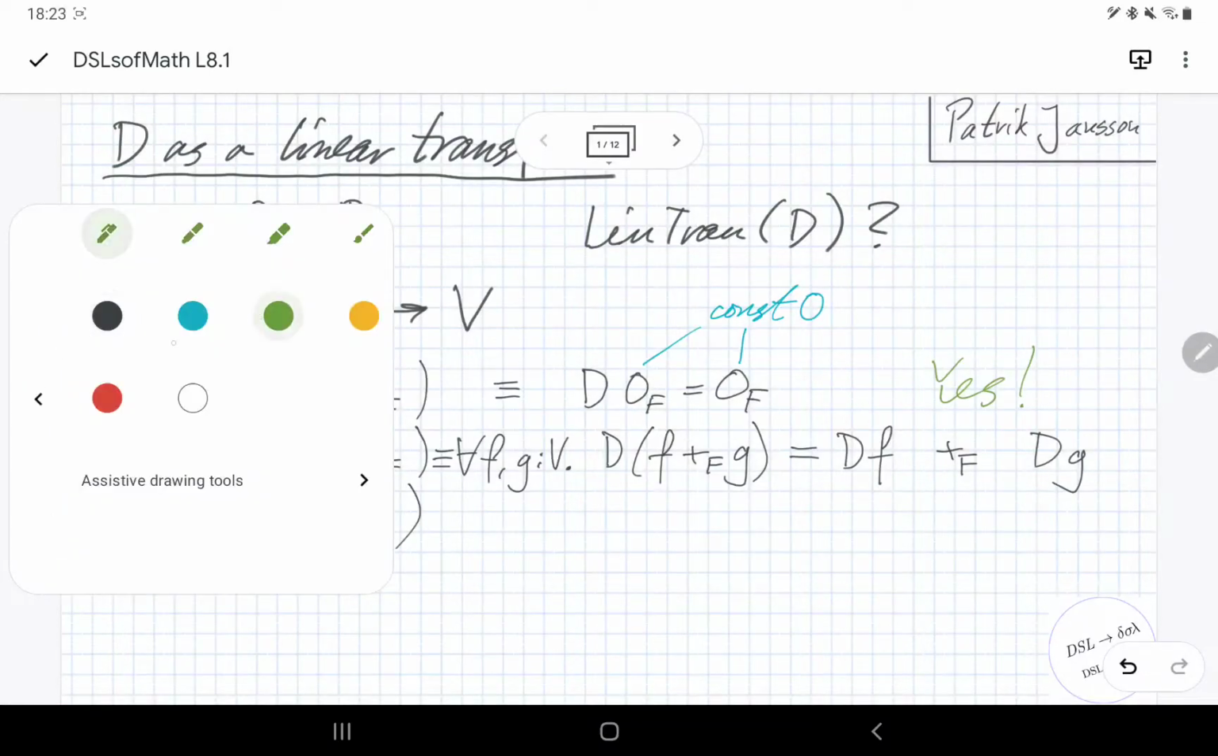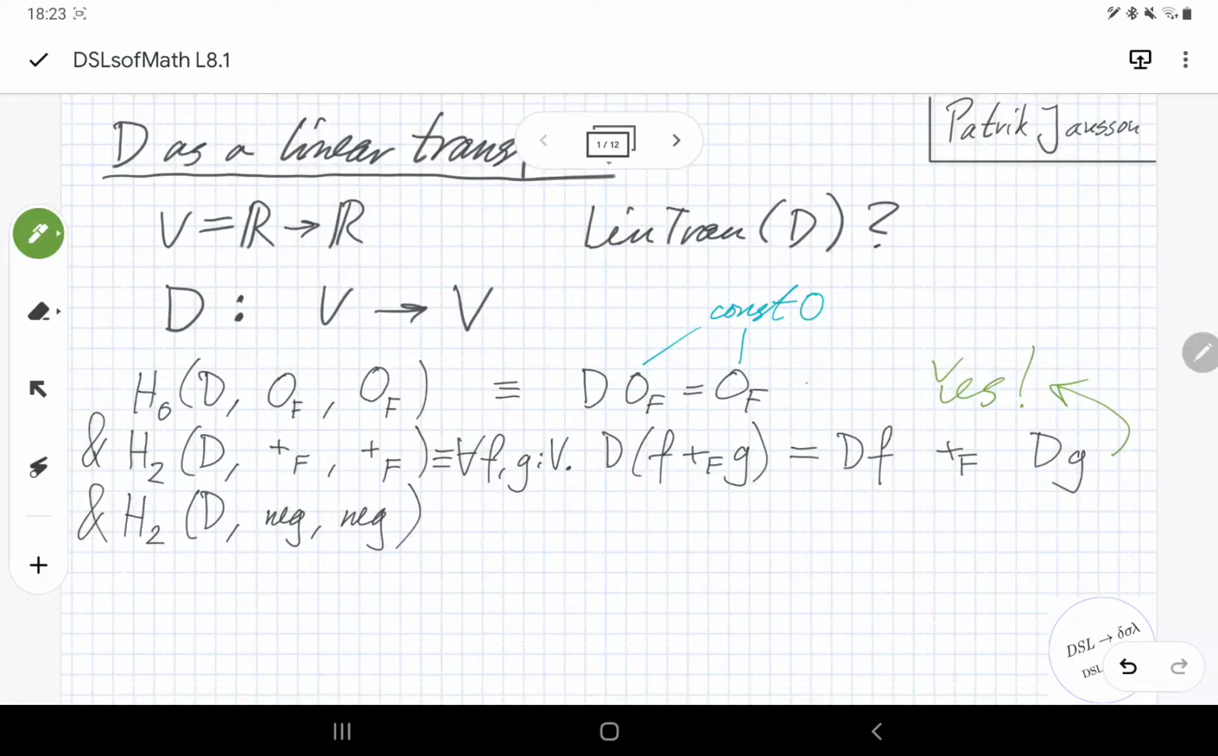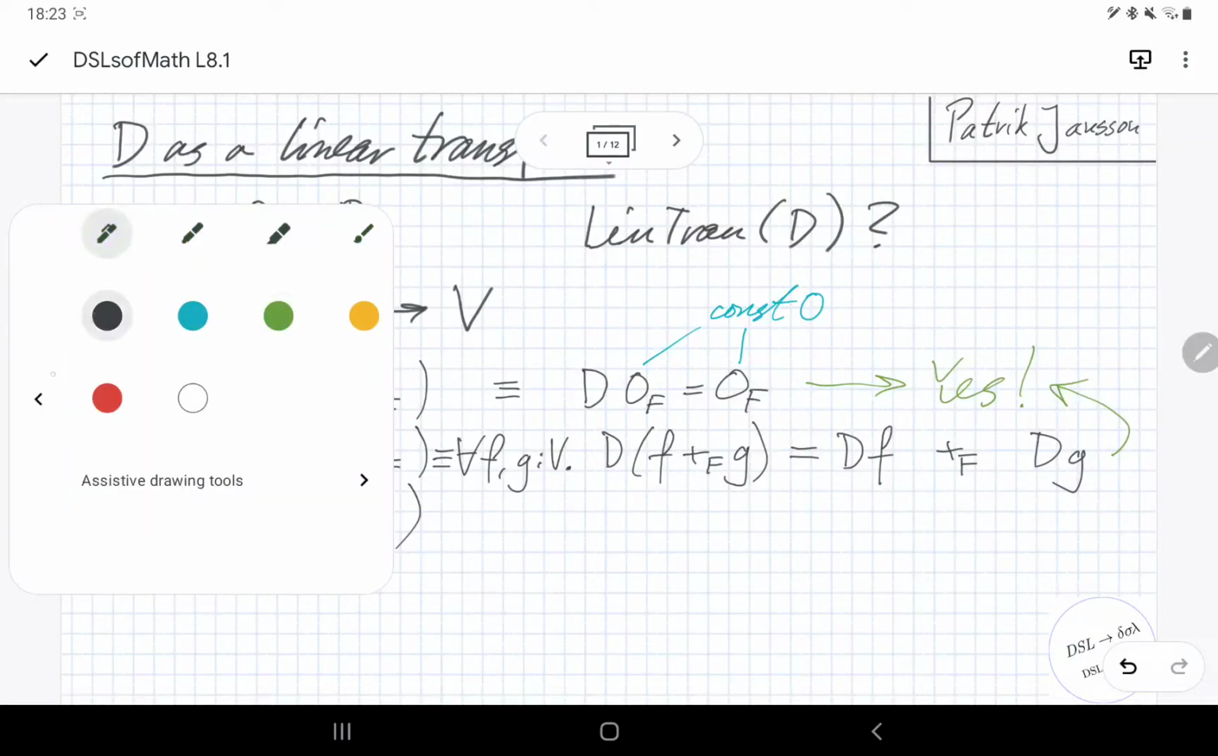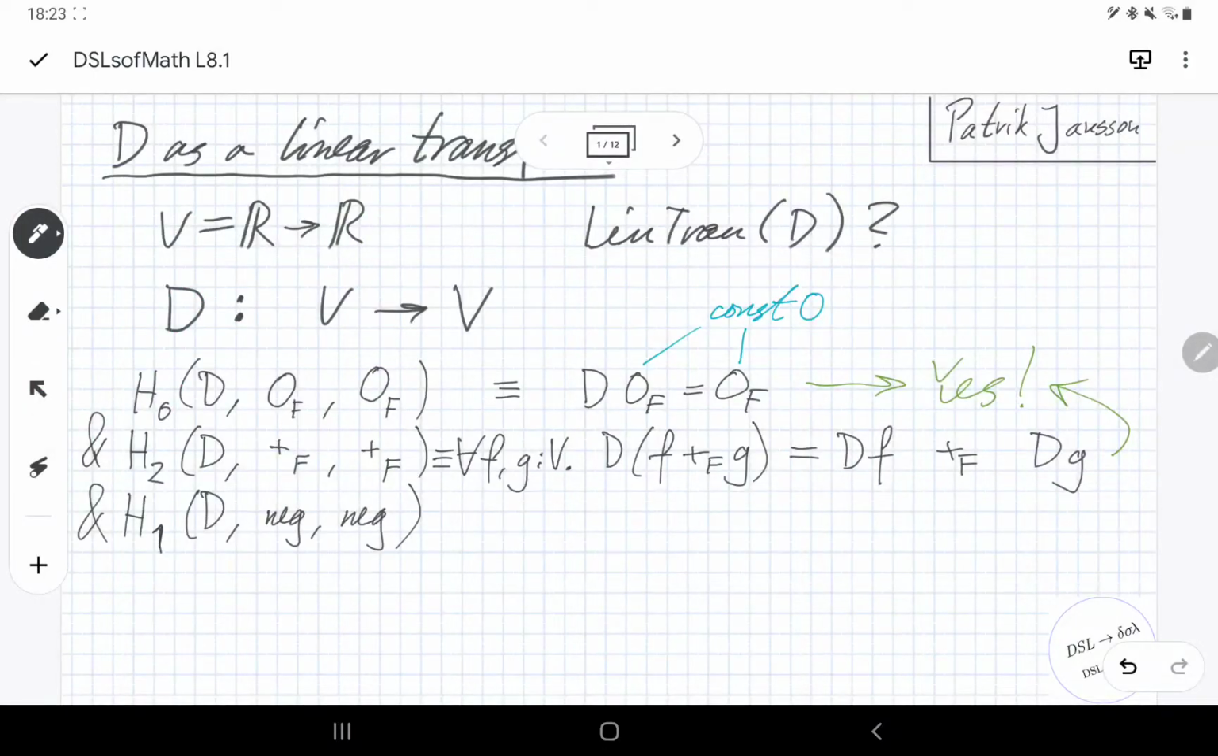Maybe I should make a little green arrow. So 2 yeses so far. And I see here that I made a mistake in the typing of the last one. It is an H1, not an H2, because negation, unary minus, has one argument. So if we write that one out, this is equivalent to, for all f of type V, the derivative of the negation of f should be the same as the negation of the derivative of f.